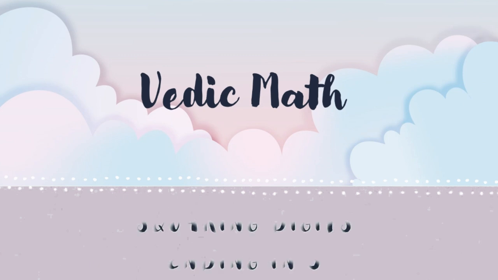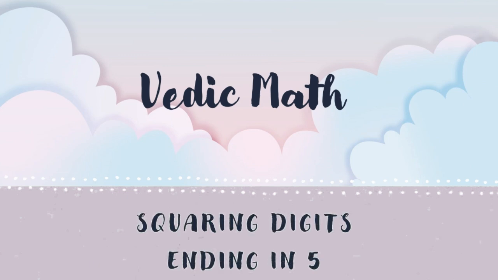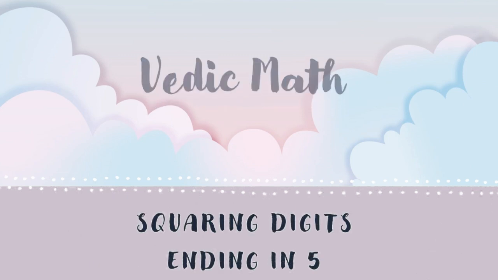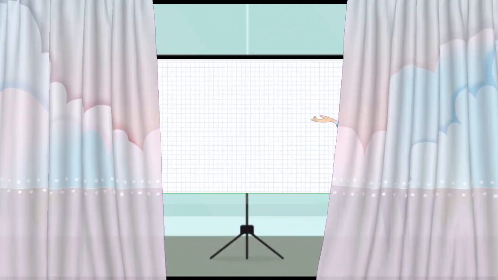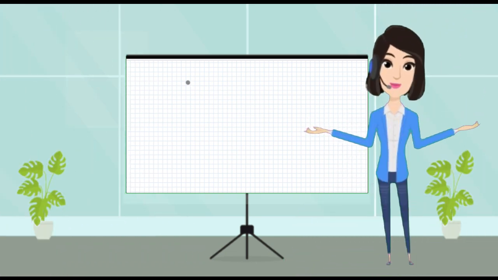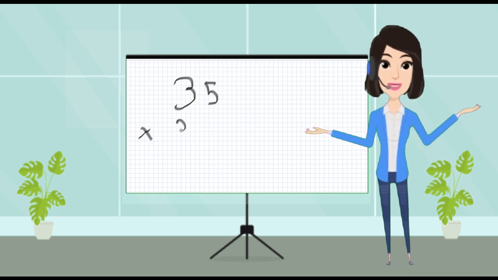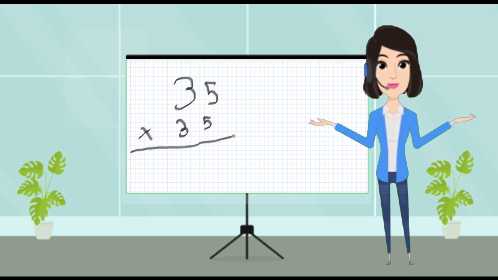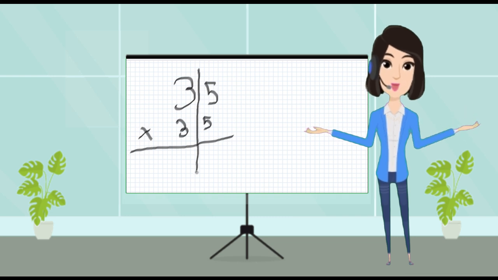Vedic maths. Squaring digits ending in 5. Let's take for example 35 times 35. So first let's divide these into half like this.